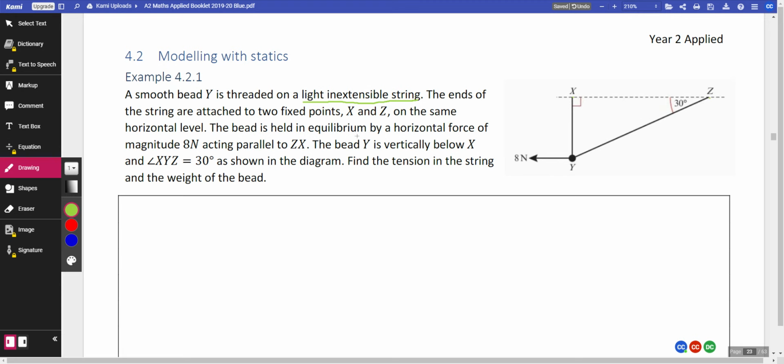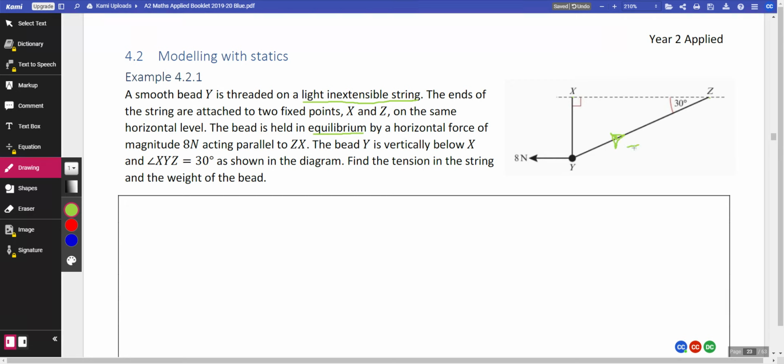The bead is held in equilibrium, again another key piece of information, by a horizontal force of 8 newtons. The bead lies vertically below X, so we know we've got a right angle here and we've got a 30-degree angle there. So putting the forces onto here first of all, you should always get a good diagram. If you're given one in the exam, I would use theirs, but otherwise make sure you draw one.